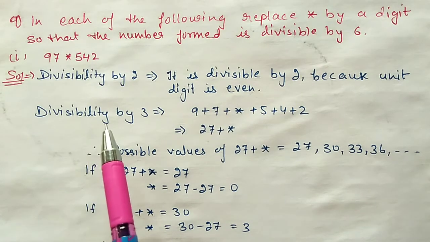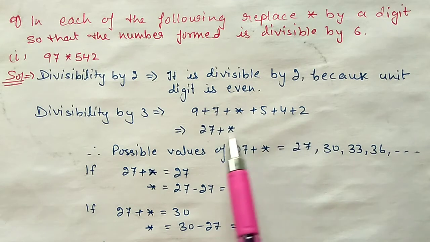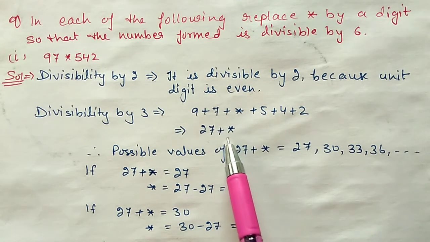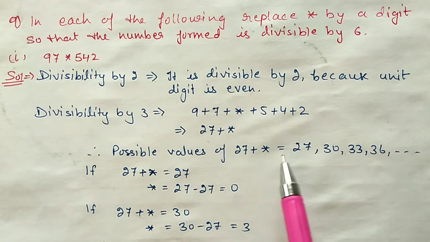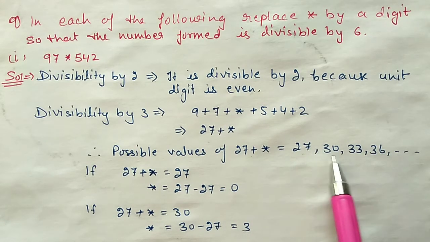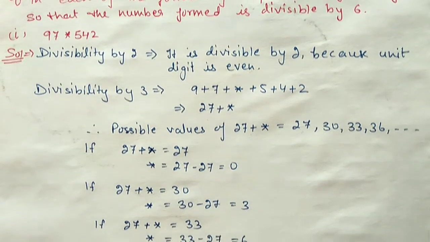Then next, divisibility of 3 we will check with the sum of all the digits. So we will add all these and it should come in the 3 table. After adding, we are getting 27 plus star, and this should come in 3 table. So possible values will be 27, 30, 33, 36 and so on. Now we will compare one by one.